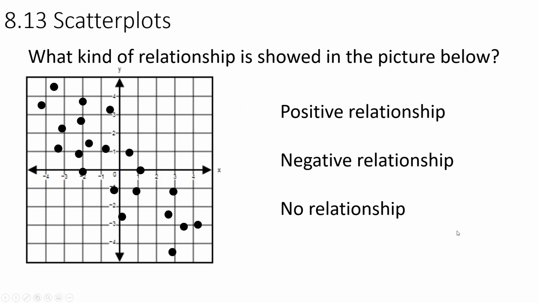Scatter plots. Is this displaying a positive, negative, or no relationship? It's going downward from left to right. So if it's going downward from left to right, that's going to be a negative relationship. We'll talk more about it. Right now, we're just trying to get you to spot it quickly.